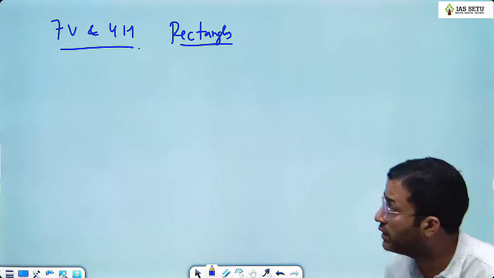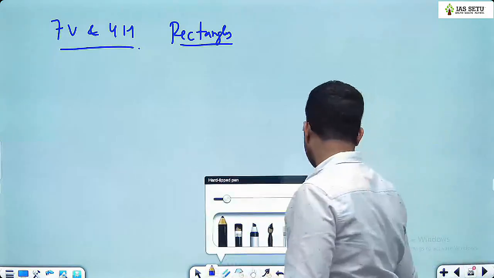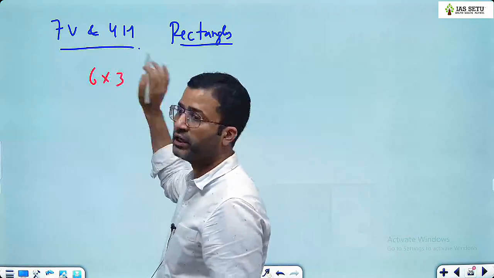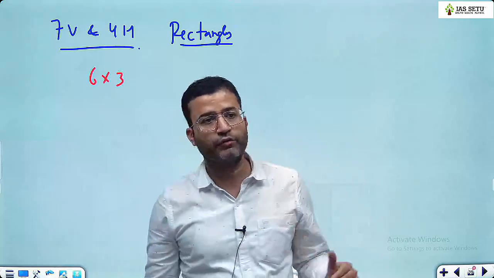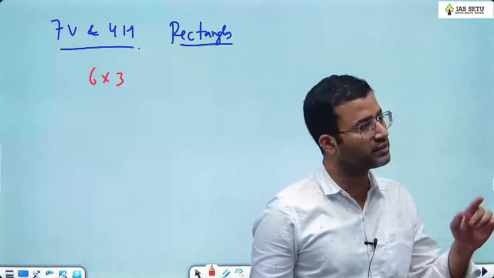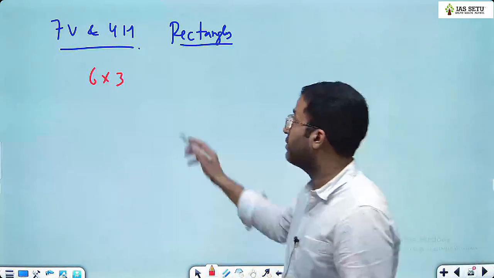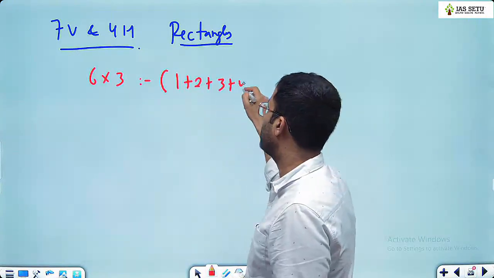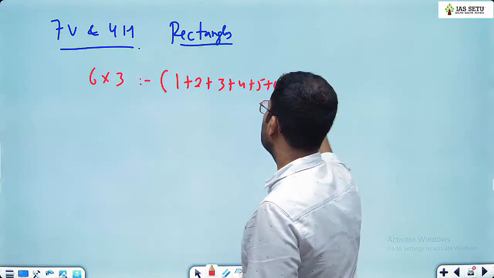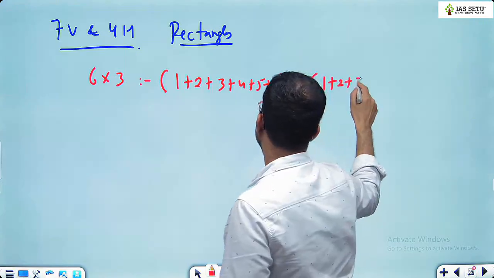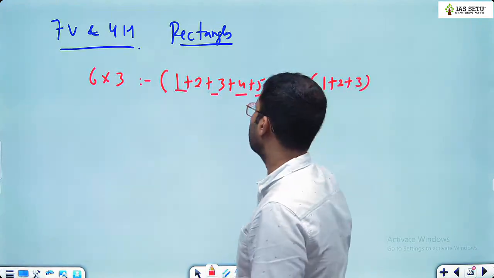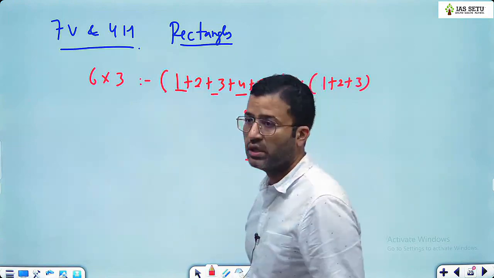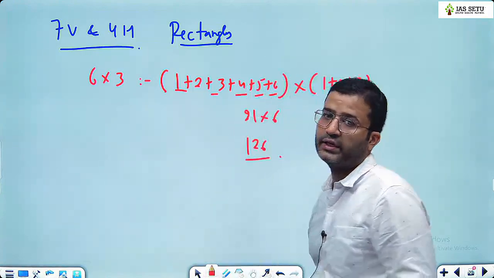Step number 1, this is 7 vertical and 4 horizontal lines. Your figure will be 6 by 3, 1 less. When the number of lines or sides are given, the figure is 1 less. Then the formula for rectangle is bracket start 1 plus 2 plus 3 plus 4 plus 5 plus 6. Second bracket 1 plus 2 plus 3. 3, 6, 10, 15, 21 into 6, 126. I take one more question before I take the next topic.